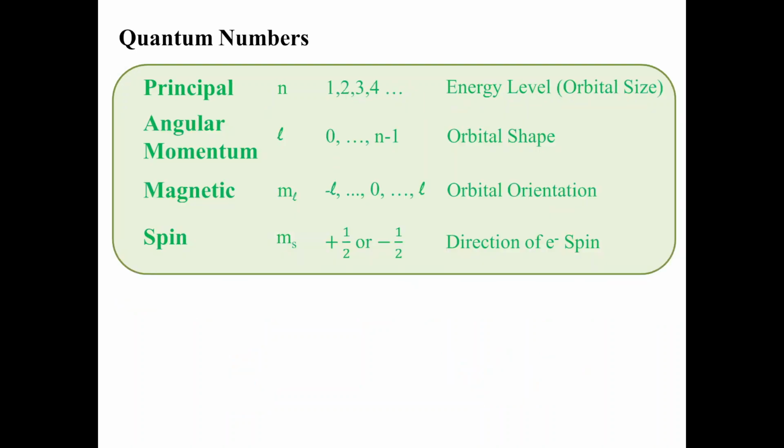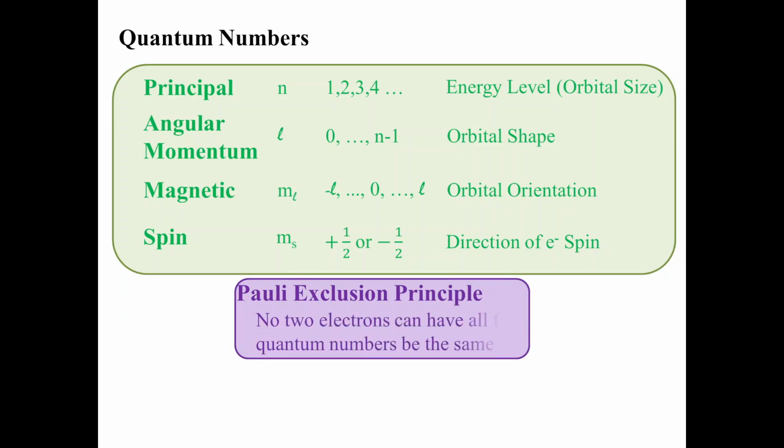So these are the 4 quantum numbers we went through, and there are a couple of rules involved with assigning these quantum numbers. One of the big rules is the Pauli exclusion principle, which states that no 2 electrons can have all 4 quantum numbers be the same. So basically we can't have 2 electrons that have the exact same 4 quantum numbers within a given element.